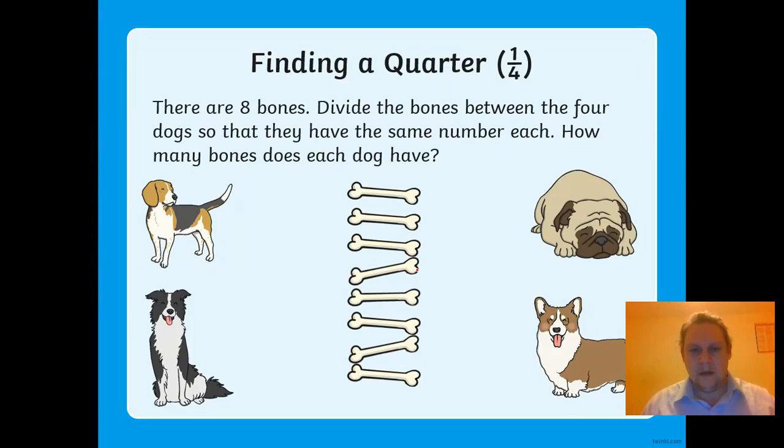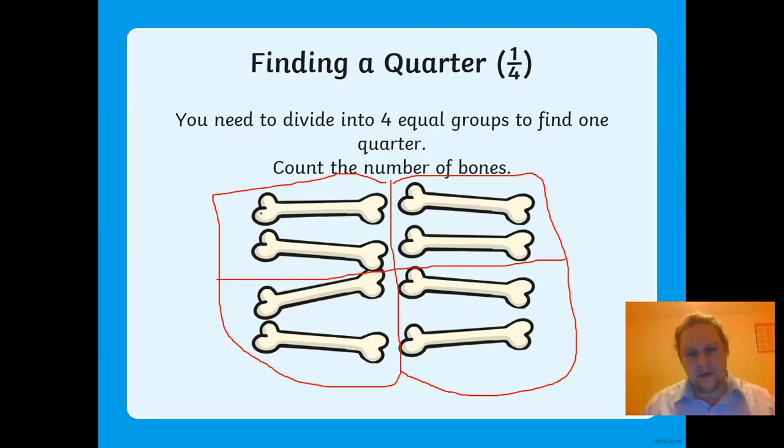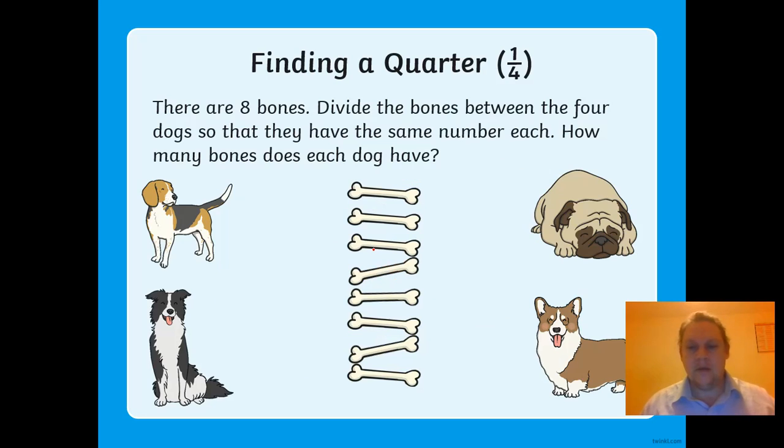So that is one way of doing it. Halve and halve again. We can quickly and easily see then how many is going to be in one of those groups, or one of those quarters, or 1 quarter. It's going to be 2, isn't it? Let's prove it. Okay, we've got our 4 dogs. Each, we're going to get a bone.